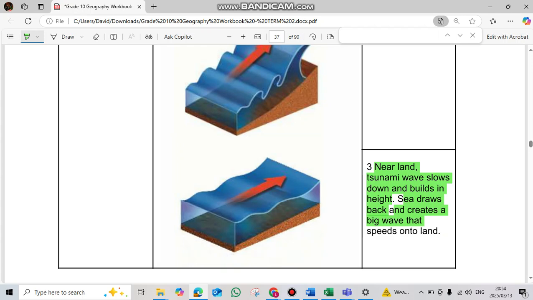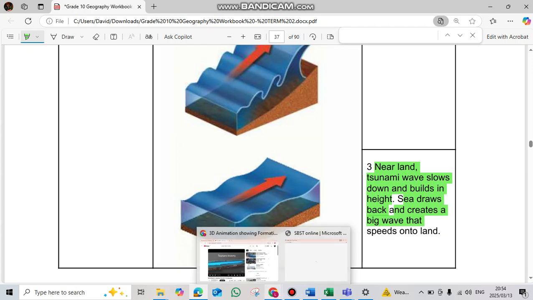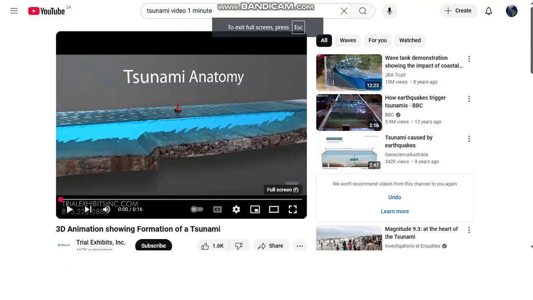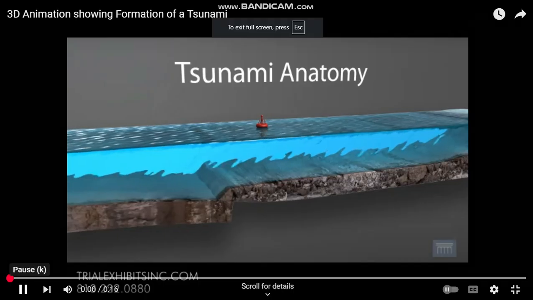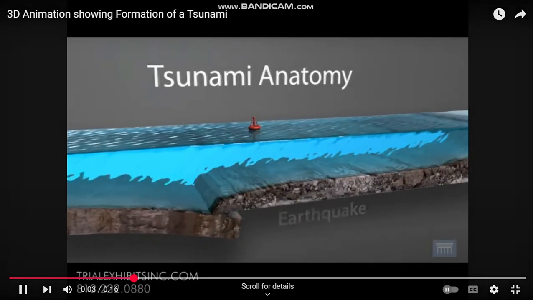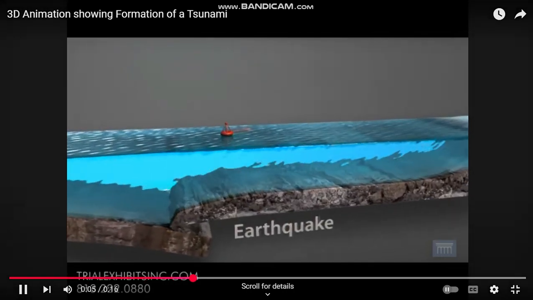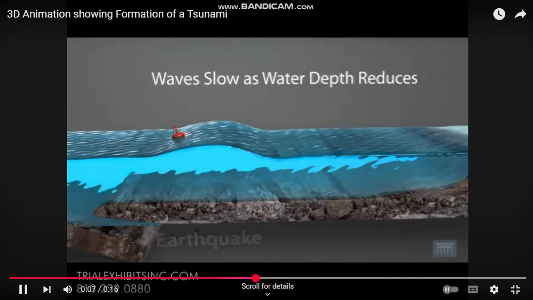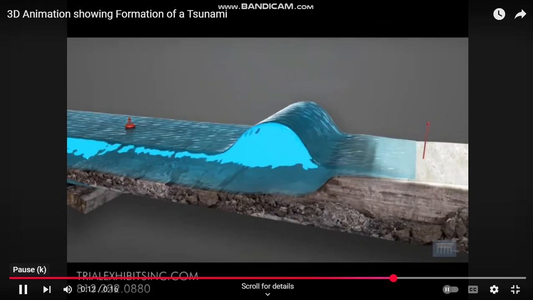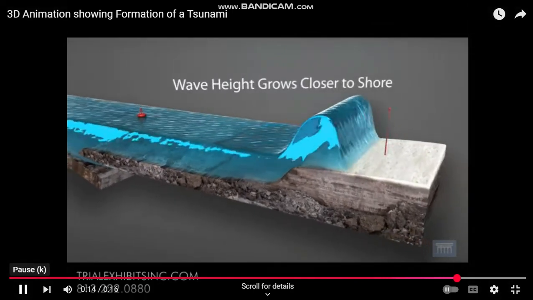So let's quickly have a look at a video as to how this actually occurs. So what you will notice is the earthquake occurs. It releases a lot of energy causing the wave, and then as it moves towards the shore, it gets taller and crashes.